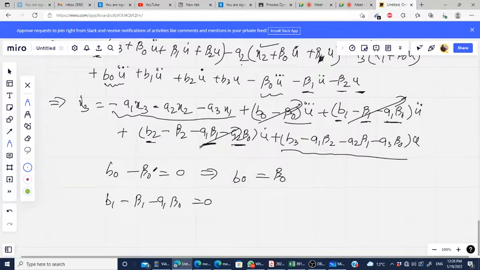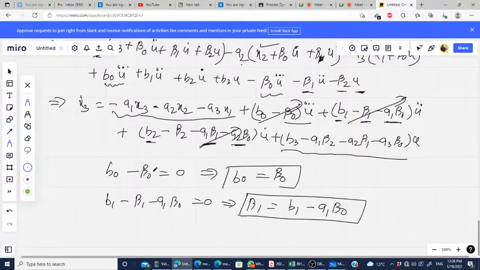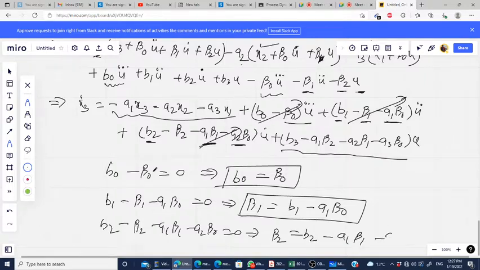In similar way, when the coefficient we choose is b1 minus beta 1 minus a1 beta naught is equal to 0, it will give beta 1 is equal to b1 minus a1 beta naught, right? Since second equation, the third coefficient, b2 minus beta 2 minus a1 beta 1 minus a2 beta naught is equal to 0, when you put, then you get the beta 2 value. And the value of beta 2 is equal to b2 minus a1 beta 1 minus a2 beta naught, right?